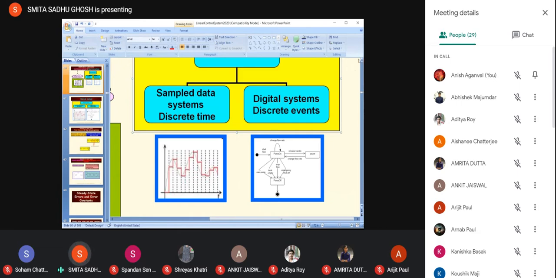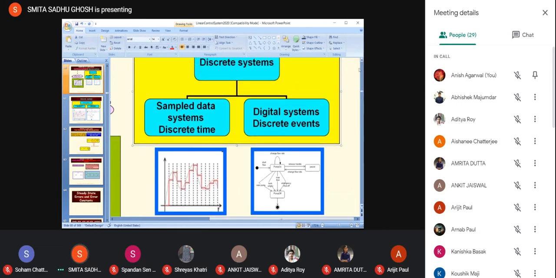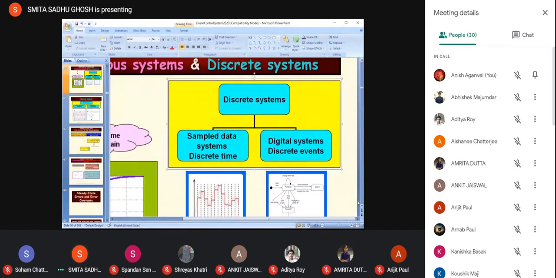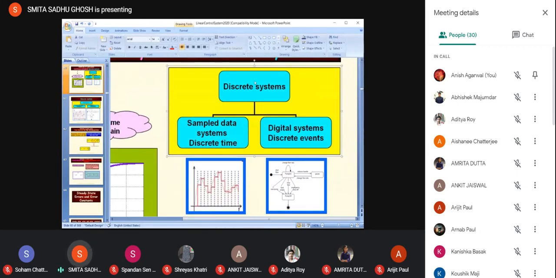So you see over here in the tree diagram that you find, basically all discrete systems can be categorized on the basis of whether discretization occurs along the time domain, in which case they are classified as sample data systems, or along the output domain, in which case they are categorized as digital systems. So both of those are examples of discrete systems.